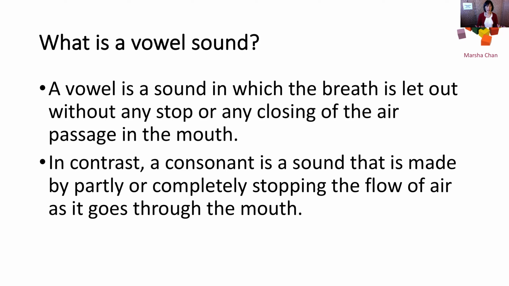In contrast, a consonant sound is made by partly or completely stopping the flow of air as it goes through the mouth. So it could be like b or f or g. Those are all stopped or fricative or some sort of closure. With a vowel sound, there is no kind of stoppage at all, no closing of the air passage in the mouth from the lungs all the way out through here. So that is a vowel sound.